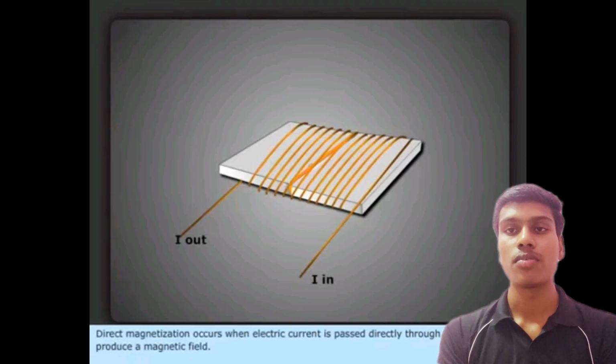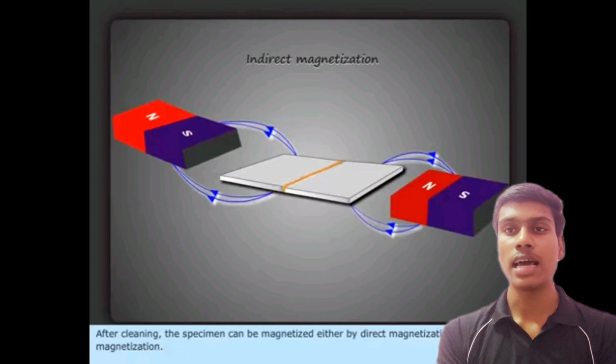What we are trying to do is find out whether the material has a fault or not. So this is one magnetization, and the other is indirect magnetization. In indirect magnetization, the current is not passed. Instead of passing current, we have to add a permanent magnet or electromagnet. With the help of the electromagnet or permanent magnet, we can produce a strong magnetic field.